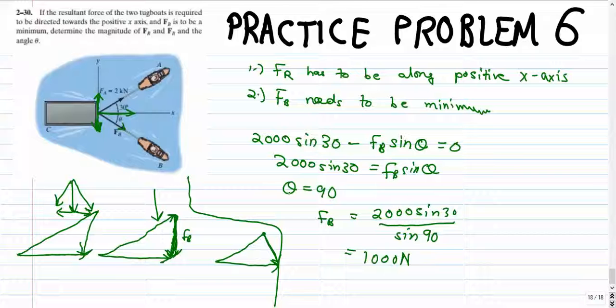Alright, so we have found the angle theta, we have found FB. Now all we need to find is the resultant force, or FR. So since the force FB has no horizontal component, the only horizontal component that will contribute to the horizontal resultant force is the horizontal component of the 2000 Newton force. So in other words, FR is just equal to 2000 cos of 30 degrees. This gives us 1732.1 newtons.